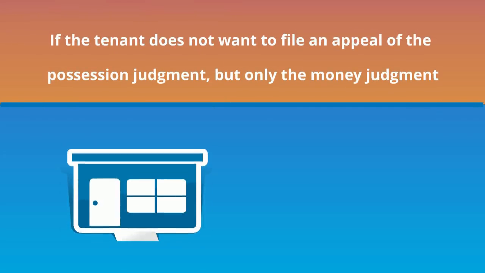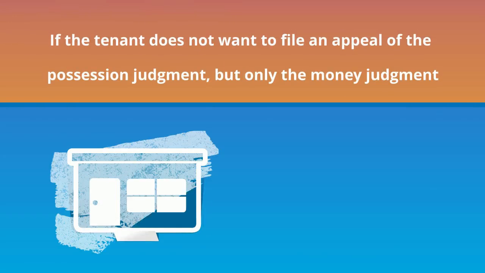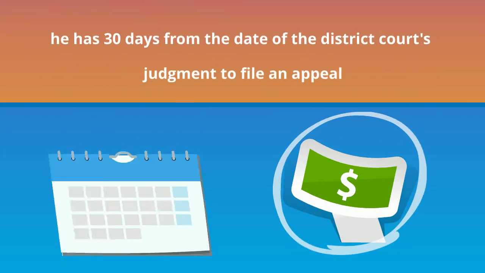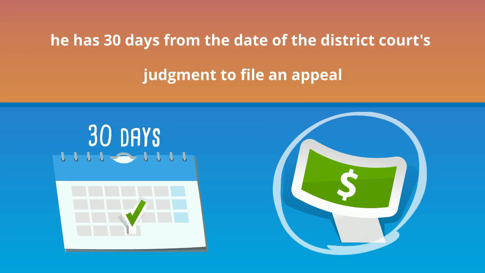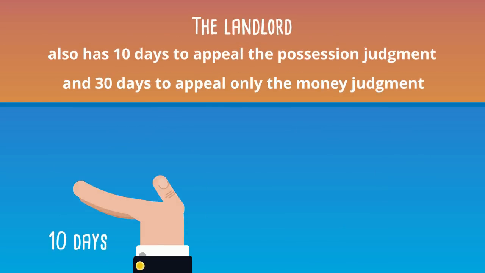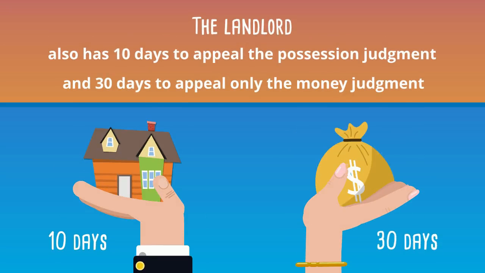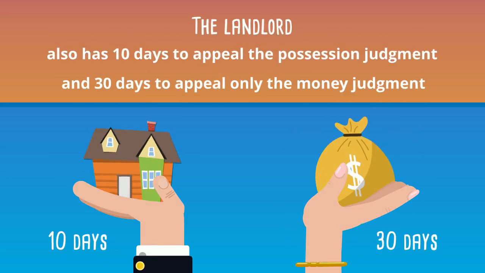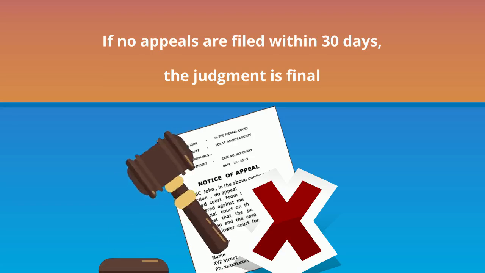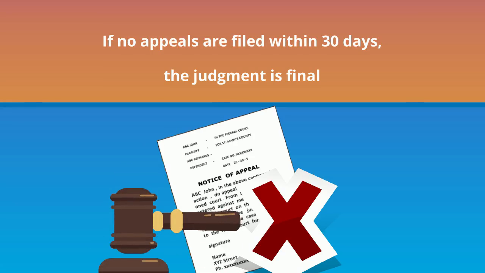If the tenant does not want to file an appeal of the possession judgment, but only the money judgment, he has 30 days from the date of the district court's judgment to file an appeal. The landlord also has 10 days to appeal the possession judgment and 30 days to appeal only the money judgment. If no appeals are filed within 30 days, the judgment is final.